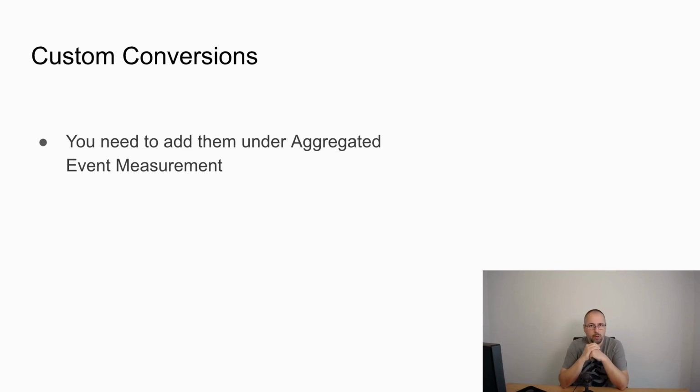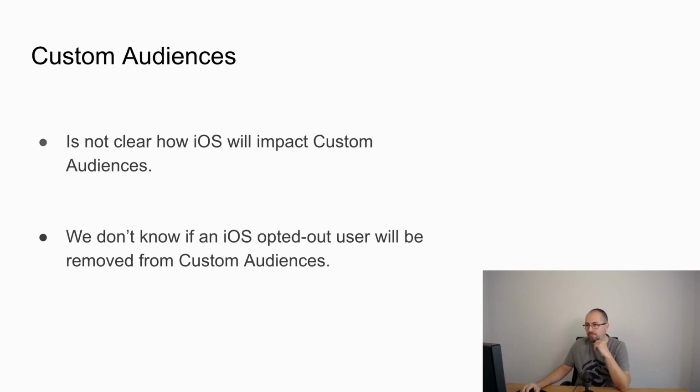Custom conversions, they will work. You just need to create a custom conversion and then add it under aggregated event measurement, and you can use them. Custom conversions are a bit more flexible than standard events. You can capture very precise actions that cannot be easily captured with standard events. So they are still useful, and maybe you need to use them.